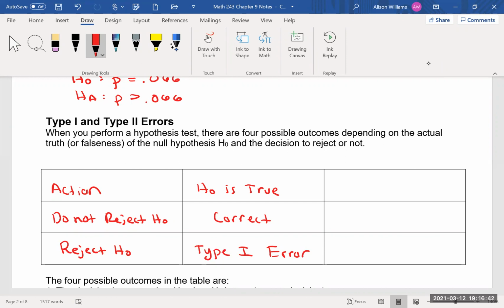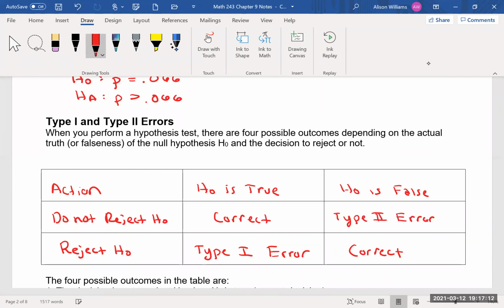The other possibility is that the null hypothesis is false, or the alternative is true. In this case, if the null hypothesis is false, you would want to reject the null, saying that it's wrong. Okay. So this would be the correct conclusion. But if you choose not to reject the null hypothesis, that would be another type of error, and it's a type 2 error.